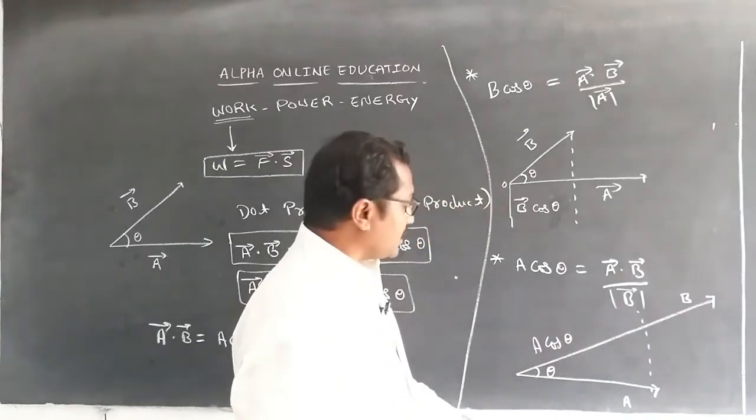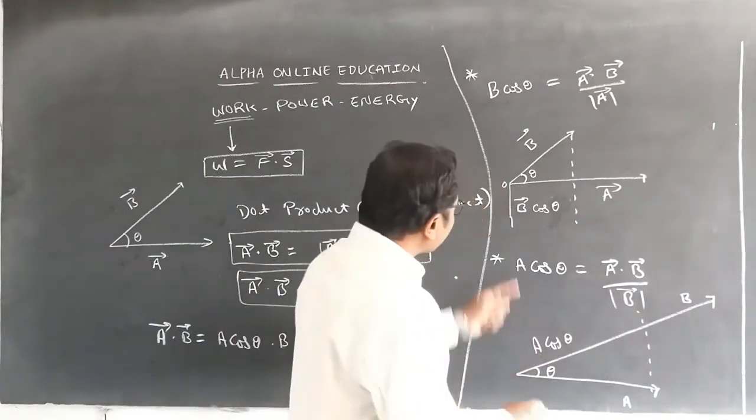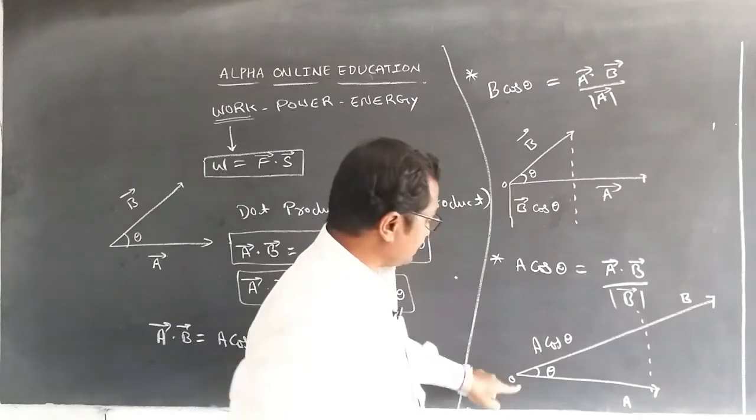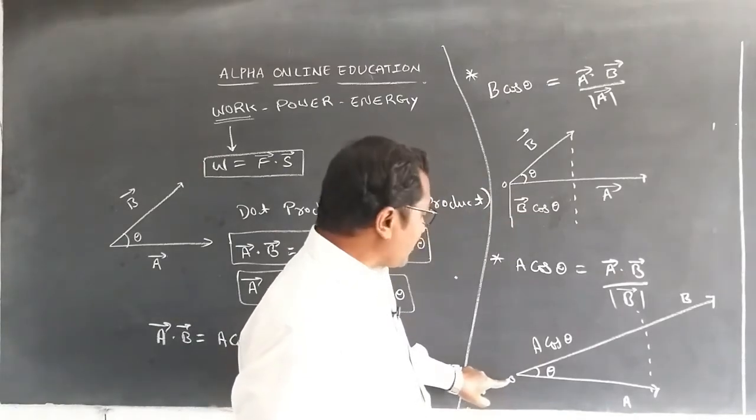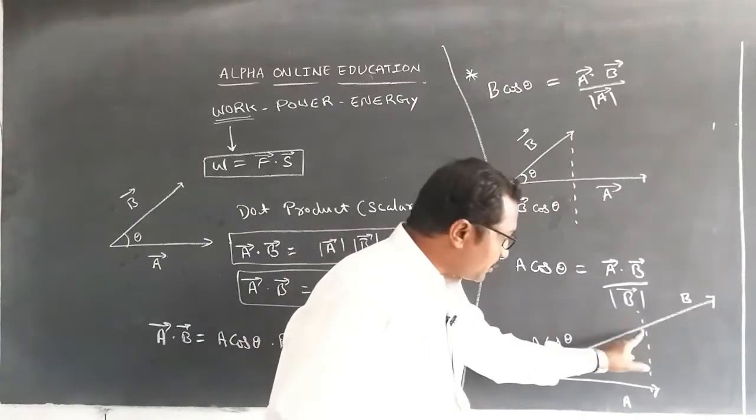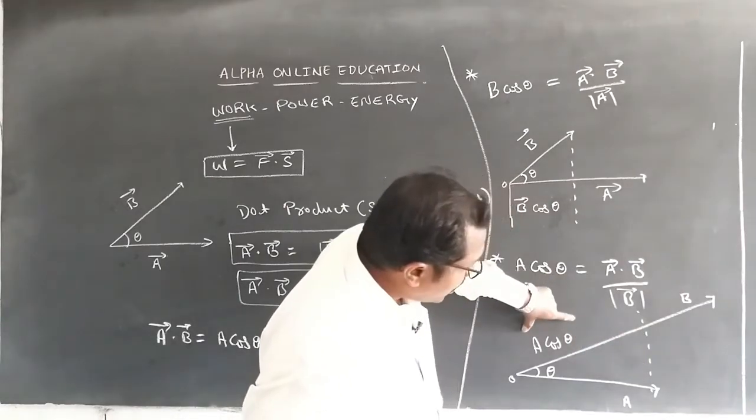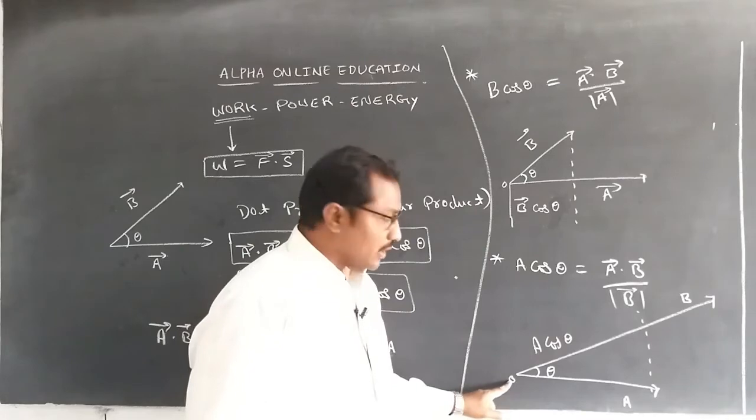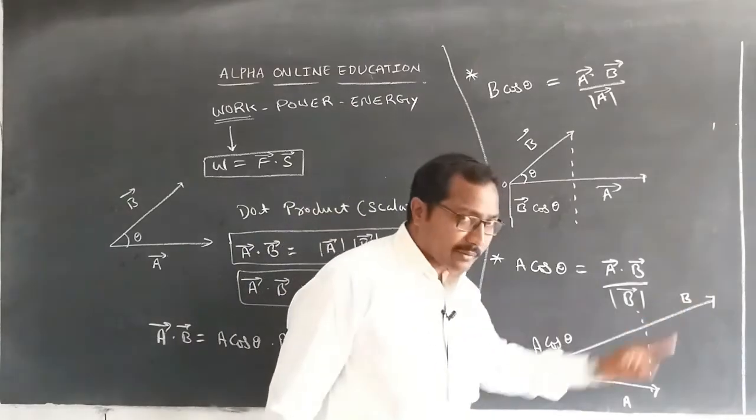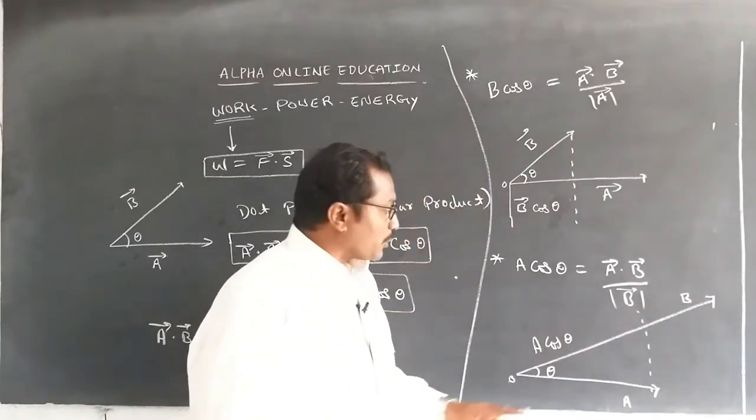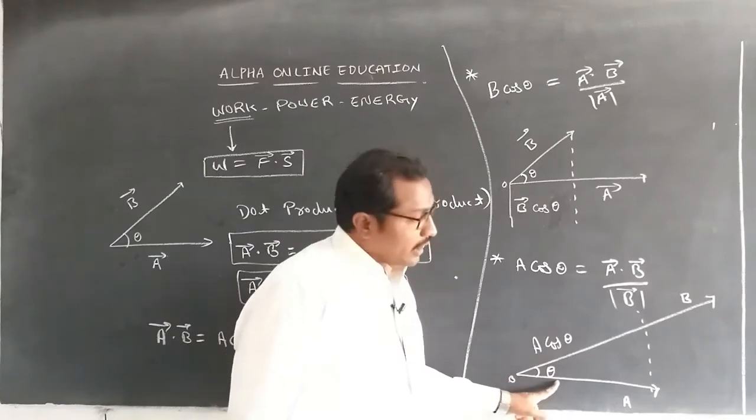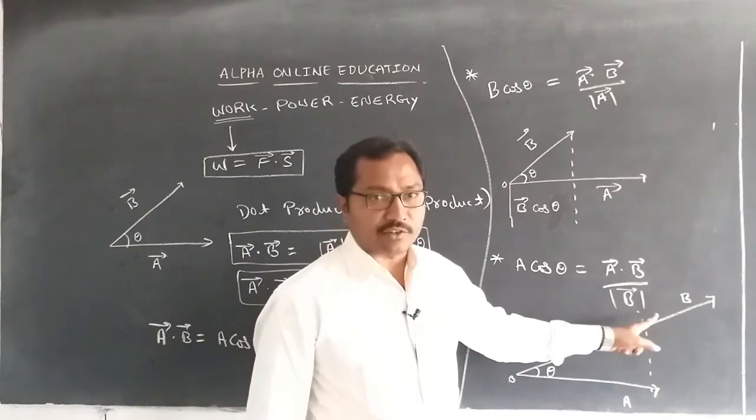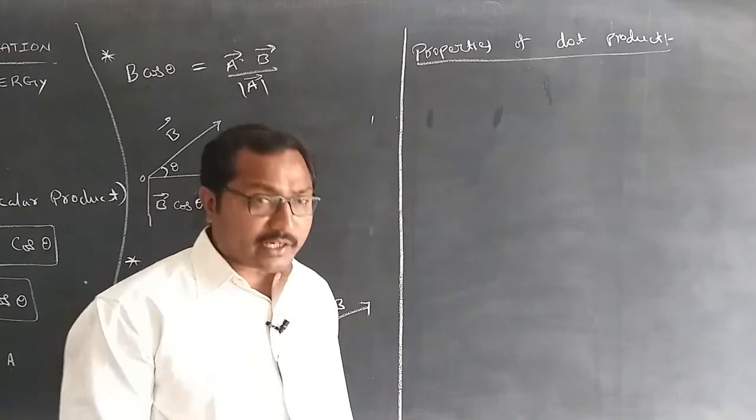It means up to here, from the origin at this position itself only, from this point to up to this point, it is the value of A along B. Otherwise, component of A along B, otherwise projection of A on B. In this way also we can say.